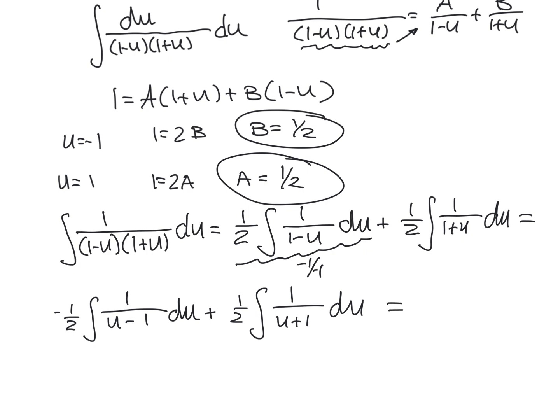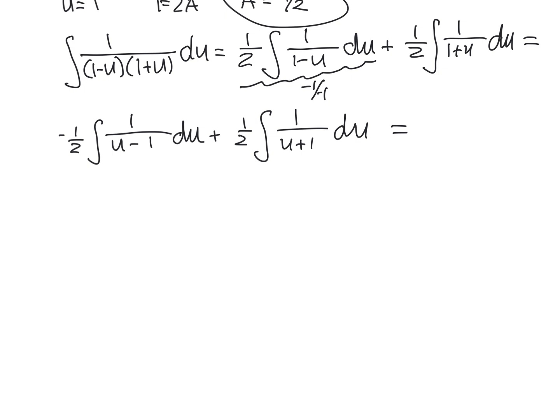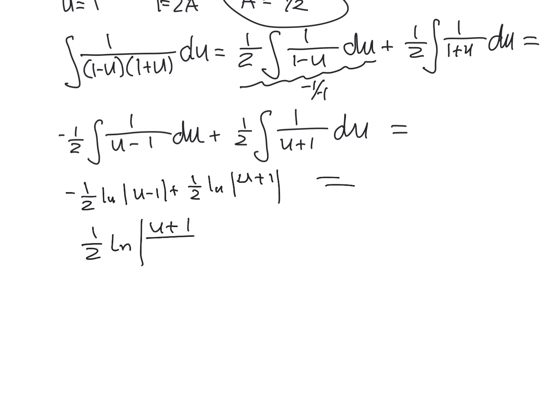Well, these are basic integrals, so the left integral is minus 1/2 times natural log of absolute value u minus 1, plus 1/2 times the natural log of absolute value of u plus 1. And combining these two into a single log, it's 1/2 ln of the absolute value of u plus 1 over u minus 1. Now let's go back and replace u with sine x. So it's 1/2 ln absolute value of sine x plus 1 over sine x minus 1.